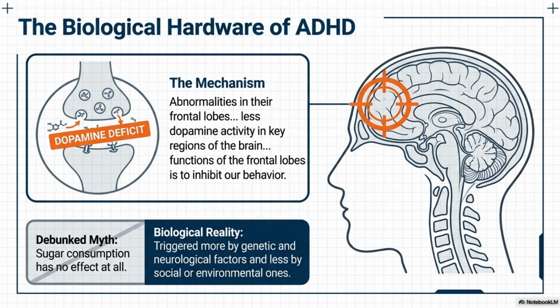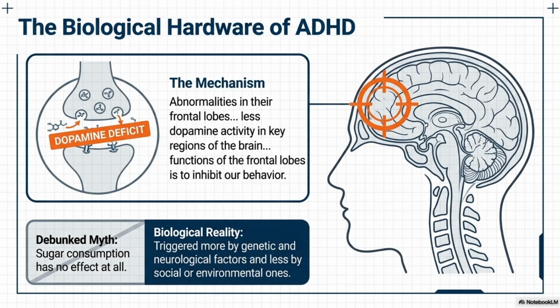Right. Dopamine is the neurotransmitter required to carry that signal across the gap. The ADHD brain has a literal deficit of dopamine activity in these crucial regions. So the frontal lobe might be trying to hit the brakes, but without enough dopamine to carry the message, the brake line is essentially severed. Yes, exactly. The impulse just fires unchecked.